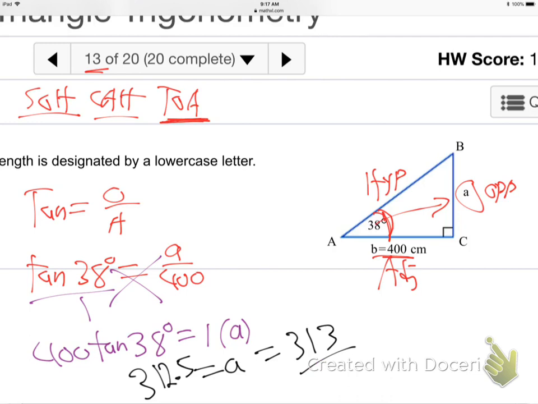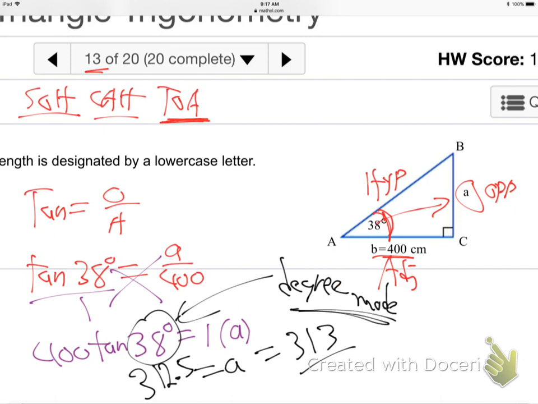And so, how do you know what mode you're supposed to be in, degree or radian? Well, see, this is degrees. So make sure you're in degree mode, which we were just in radian. You've got to change back. You always have to make sure you're in the right mode there. Any questions I can answer? I'm going to move on if you're okay.